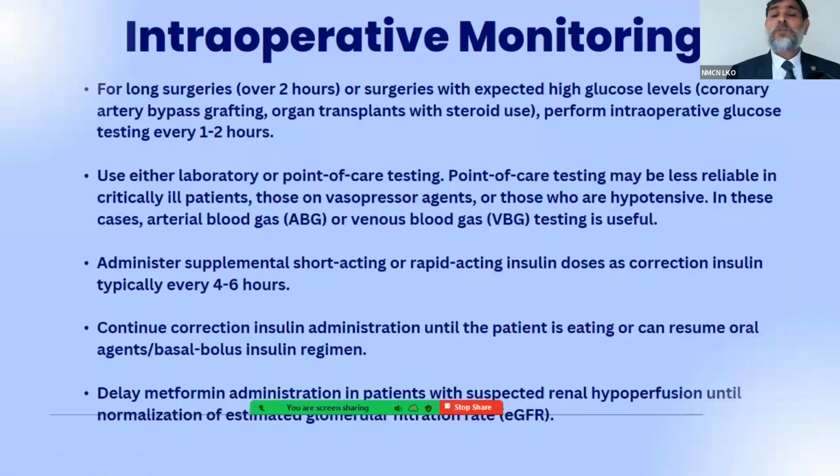Intraoperative monitoring. For long surgeries, over 2 hours, or surgeries with expected high blood glucose levels, like coronary artery bypass grafting or organ transplant, or use of steroids during the surgery, perform intraoperative glucose testing every 1 to 2 hours. Use either laboratory or point of care testing, which is SMBG. Point of care testing may be less reliable in critically ill patients, those on vasopressor agents, or those who are hypotensive.